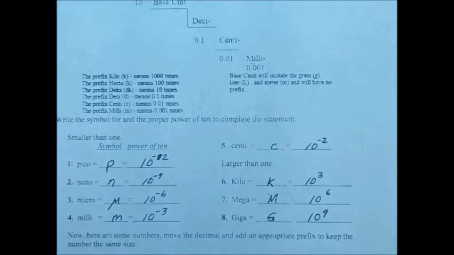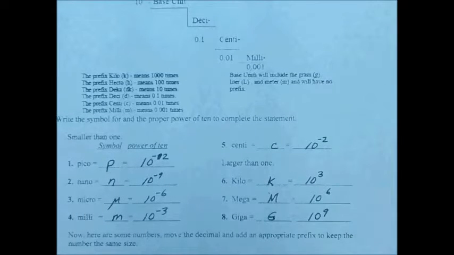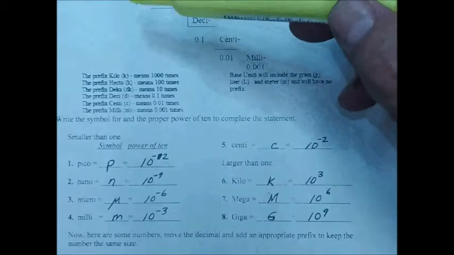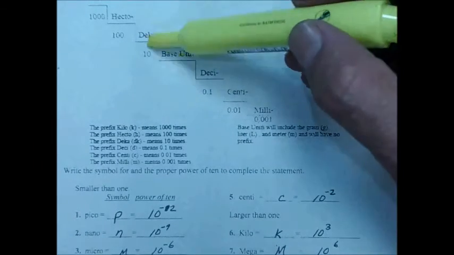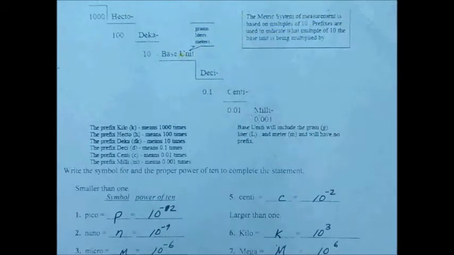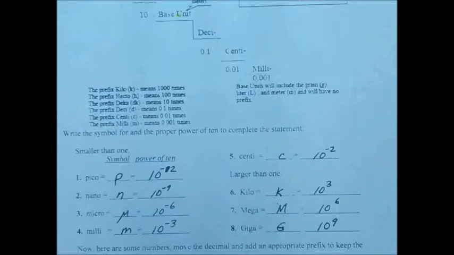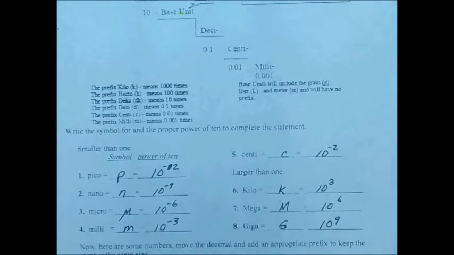Okay, let's begin by taking a look at our metric stair-step method. You've already seen this stair-step method here, so this is how we can convert from the base unit up or down. We have another metric system handout which should be in your folder or in your spiral notebook. Let's look at the prefixes for the metric system.